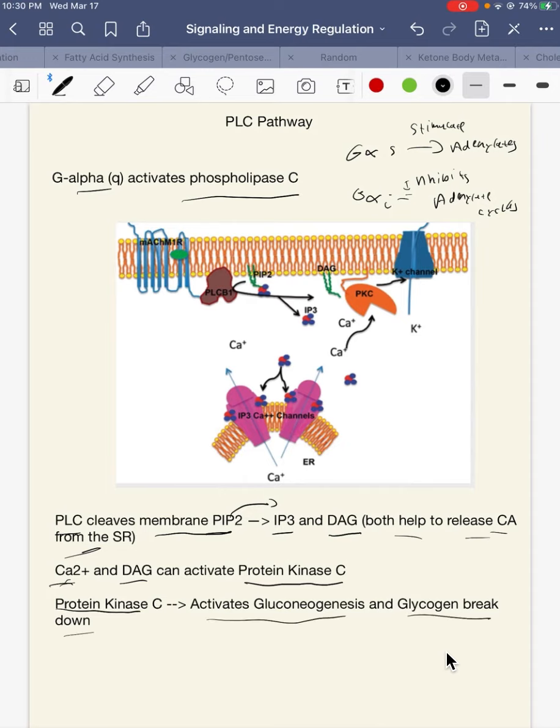So remember, we have to check if this makes sense. Glucagon is what uses G protein coupled receptors and eventually activates G alpha Q. Do we want to activate gluconeogenesis and break down glycogen when glucagon binds? Yes. So that means we memorized this pathway correctly. It's important to check this when you're going through the different pathways. Okay. So G alpha Q activates PLC. PLC cleaves membrane PIP2. You get IP3 and DAG, which both help release calcium. Calcium and DAG come in, activate protein kinase C, and then protein kinase C can act on gluconeogenesis and glycogen breakdown.